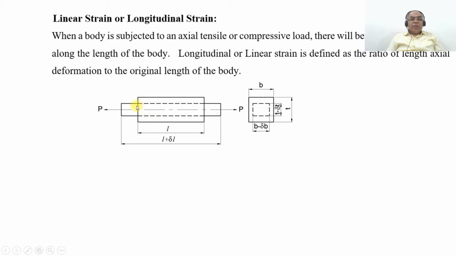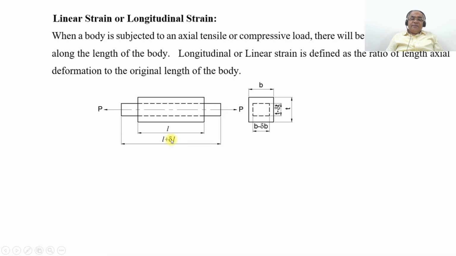So what happens when the body, whose initial length is L, is applied with a tensile force? The body is going to elongate. What is the cross section area initially? Which is B by T. As the axial force is applied, the member is going to be elongated, so along the length it is going to increase. Correspondingly, the cross section is going to reduce to B minus delta B and T minus delta T, as shown in the side view.